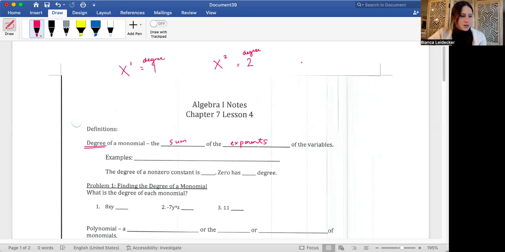If I have something like 3xyz, let's think about this. I don't see any powers. However, each variable is to the power of 1. And so this would be to the third degree, a degree of 3. Okay?